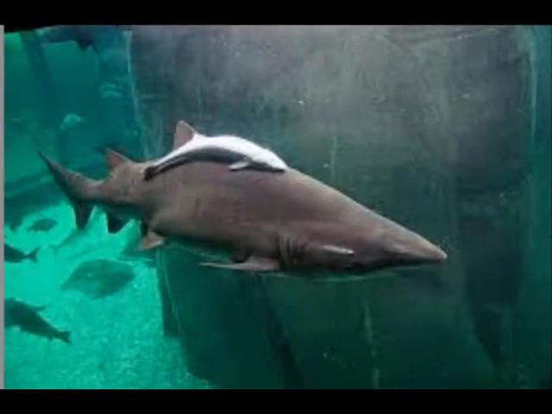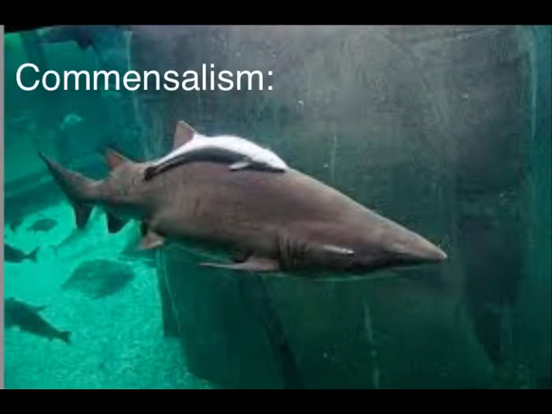Another type of symbiotic relationship is called commensalism. In commensalism, of course, one of the organisms has an advantage, or it wouldn't be a symbiotic relationship. But in commensalism, the other organism is unaffected. There's no help, there's no harm.